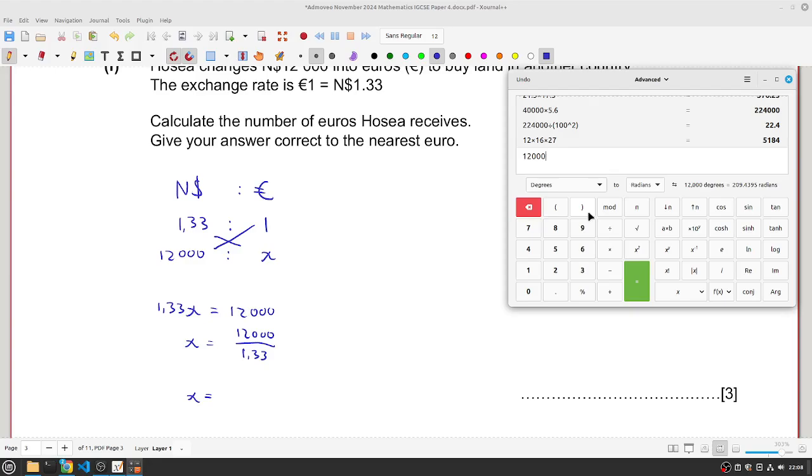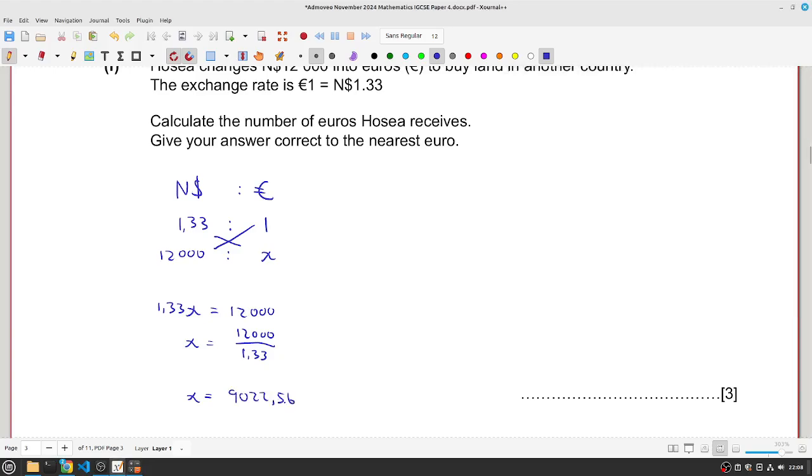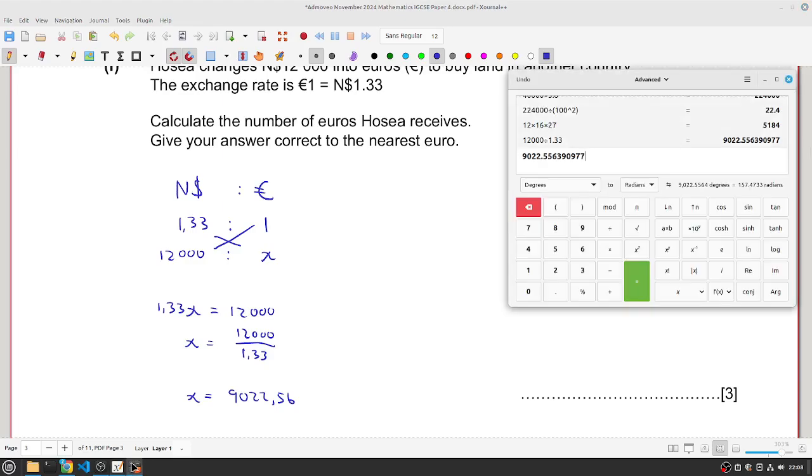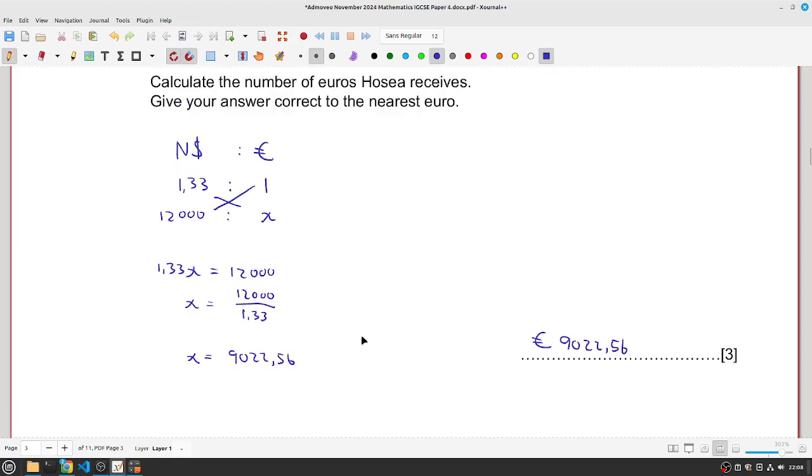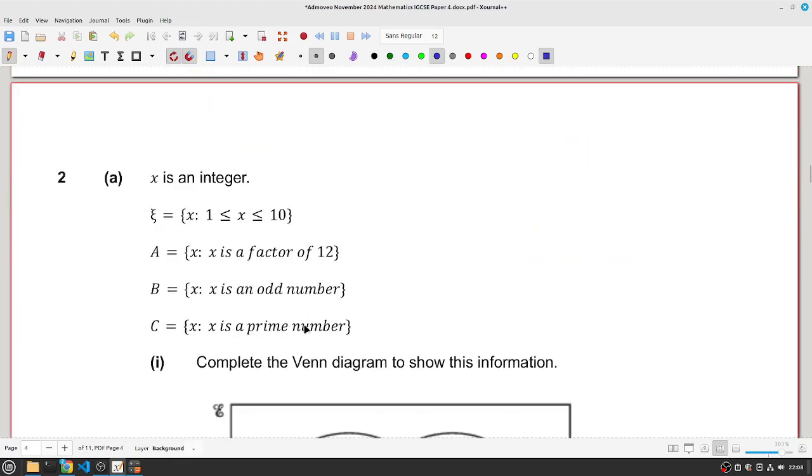Okay, so 12,000 divided by, that's not divide, that's times 1.33. So that's 9,022.56 if we round up. 9,022.56. Let me just check the number again. 556. So again, we see this 6 is bigger than a 5, so it changes the 5 to the left into a 6, because we have to round off to 2 decimal places for money. All right. So this will be 9,022.56. And this will be euros. So remember to put your units. Okay. And that is it for question 1.